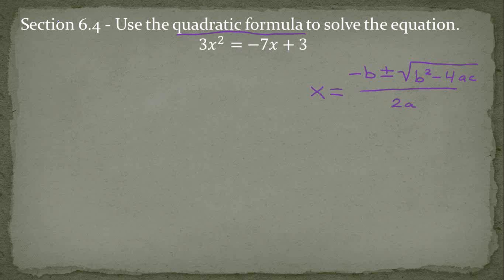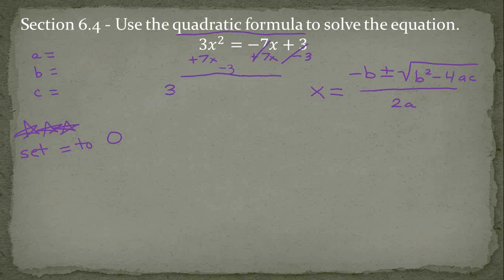We need to pick out what is the a value, what's the b value, and what's the c value. You have to be careful, though. They're trying to trick you and get you to just pick 3, -7, and 3. That would be wrong, because just like factoring, you cannot begin until the equation is equal to 0. We need to get all of the terms on one side. So if I add the 7x and subtract the 3, then this will be equal to 0.